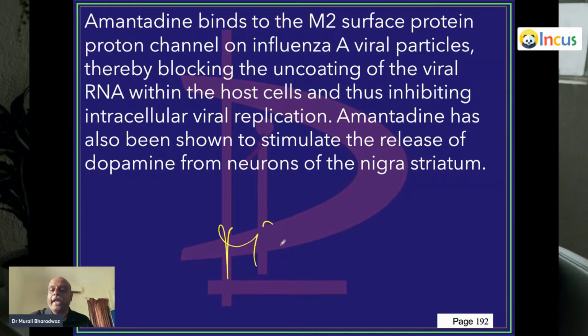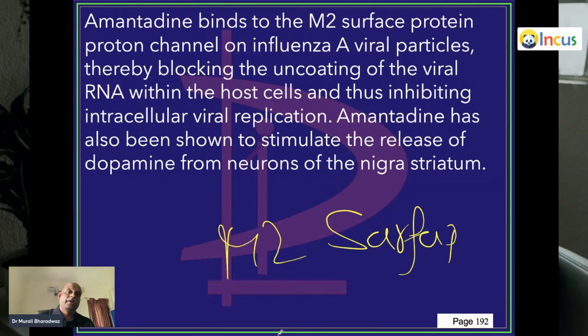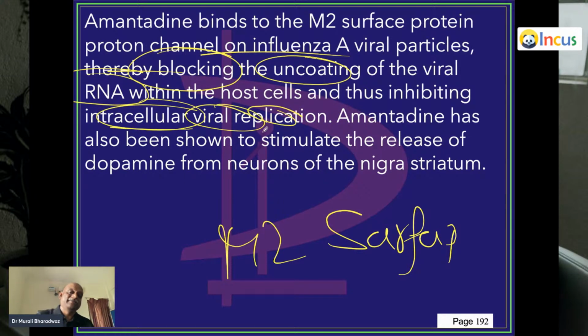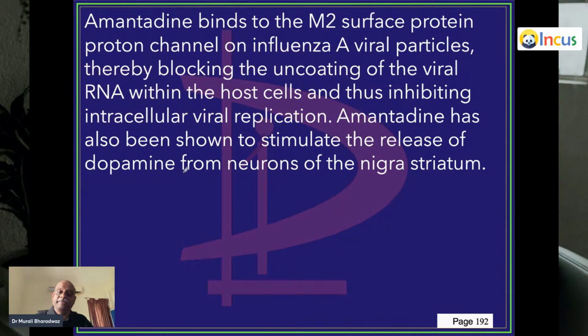Then what is the main mechanism of action of amantadine? Amantadine binds to the M2 surface protein of the influenza A viral particle so that it blocks the uncoating of the viral RNA, inhibiting viral replication. The virus will enter, but first it needs to become naked, leaving its shirt, pant, everything. No, it won't let that happen. Amantadine is also known to stimulate the release of dopamine.